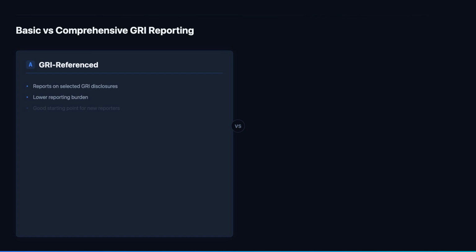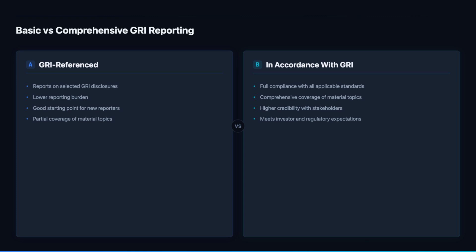Organizations can choose between different levels of GRI reporting based on their maturity and stakeholder expectations. GRI-referenced reporting allows organizations to begin their sustainability reporting journey with selected disclosures. Reporting in accordance with GRI demonstrates full commitment to transparency and meets the highest stakeholder expectations.